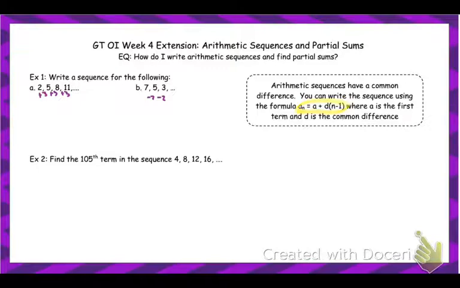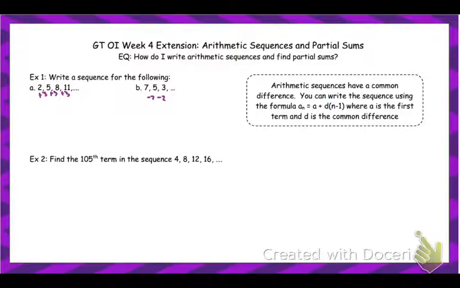Whenever we see sequences, a sub n is the nth term. So if you want to find the 7th term, then a sub 7 would be the 7th term. A sub n is basically just saying the nth term. That's the sequence rule. a is the first term in that sequence. d is that common difference, so what you're adding each time. And n is the term number in the sequence. So if you want to find the 3rd term, n is 3.